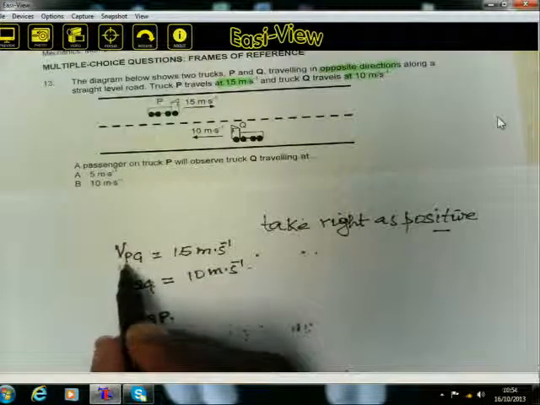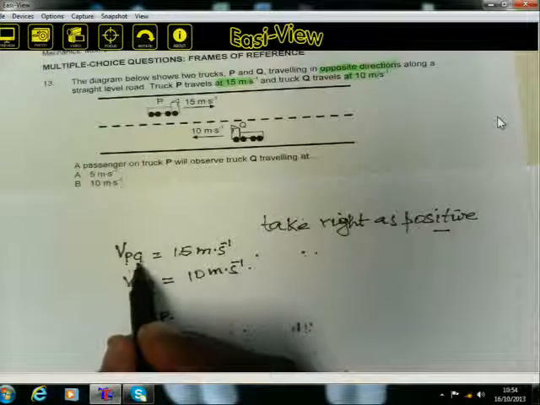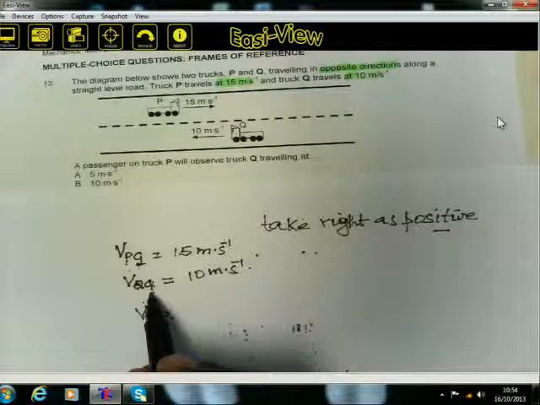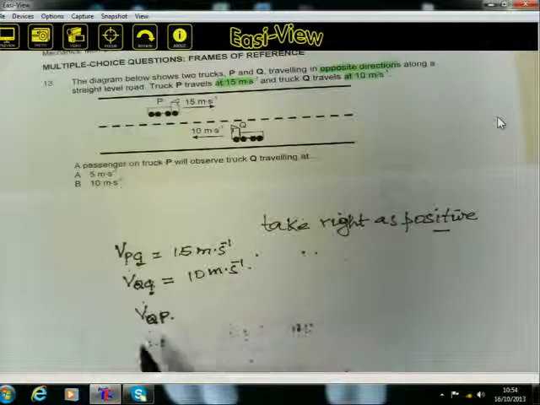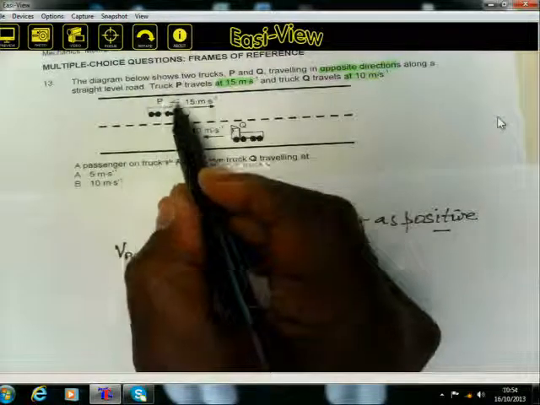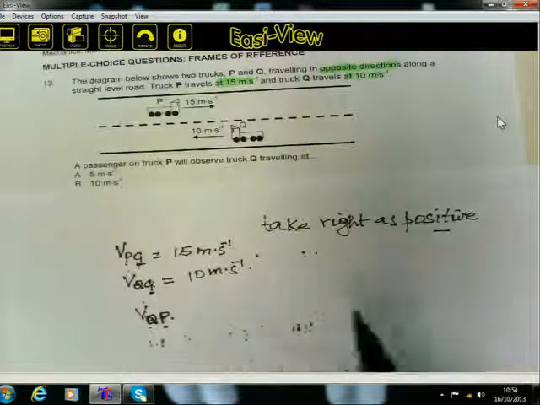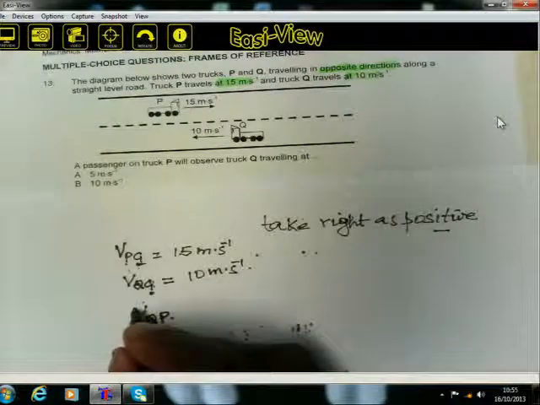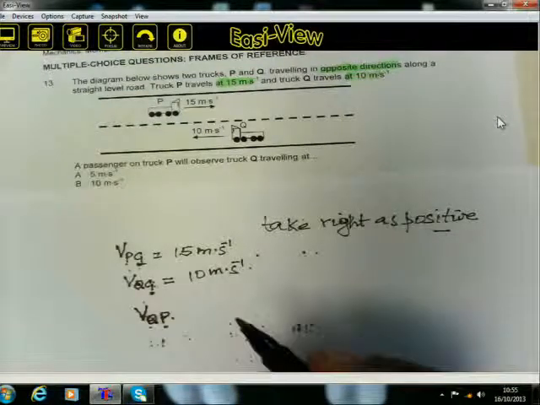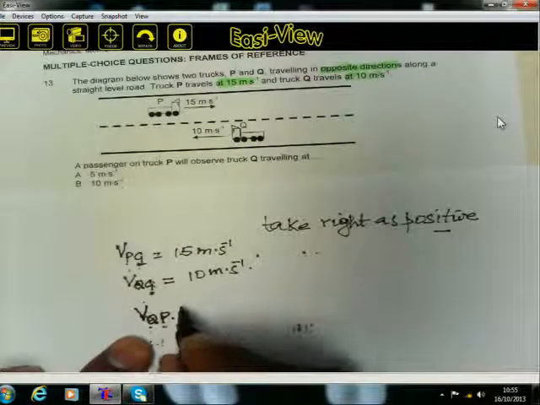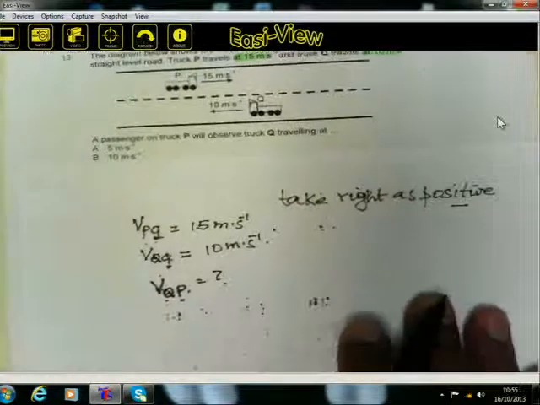notice that if we say P relative to the ground, then this ground is the observer. Q relative to the ground, the ground is the observer. Here, Q relative to P, P is the observer. This person is observing Q coming or moving away. We will see that in the final answer. Now the velocity of Q relative to P is what we are looking for.